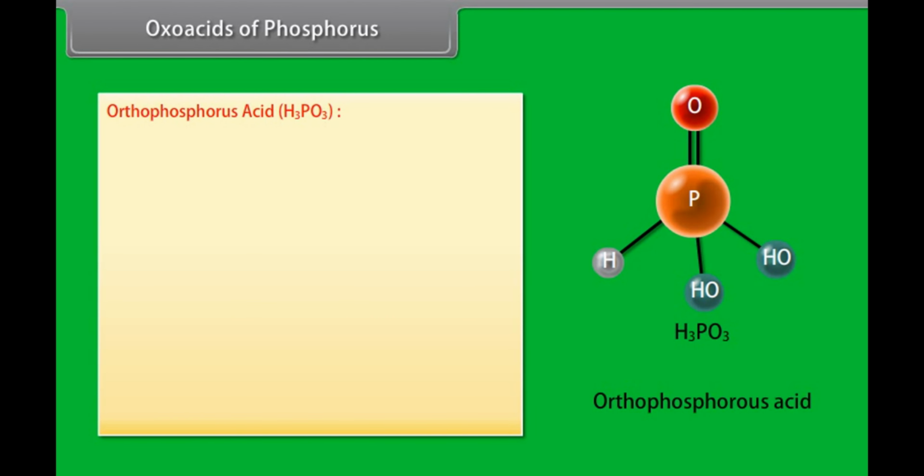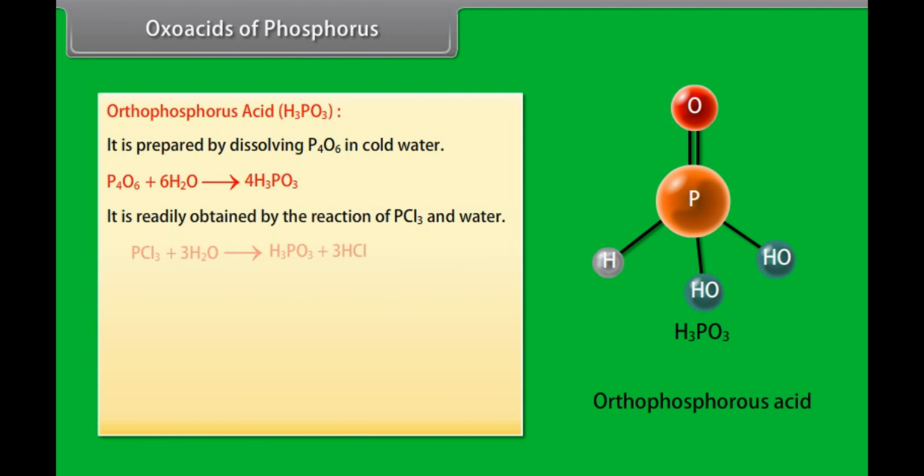Oxoacids of phosphorus. Phosphorus forms a number of oxoacids. The important oxoacids of phosphorus are the following: orthophosphorus acid. It is prepared by dissolving P4O6 in cold water. It is also readily obtained by the reaction of PCl3 and water.